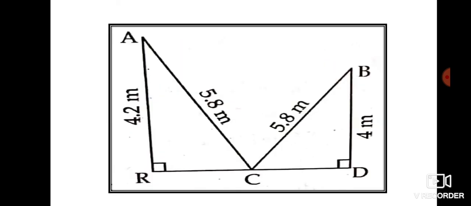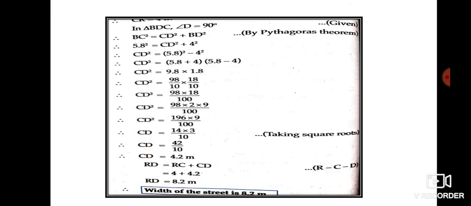Now we are going to find CD square. In triangle BDC, 5.8 square is equal to 4 square plus CD square. Same thing here: 5.8 square is equal to CD square plus 4 square. Take 4 square on the other side. Again we are going to use the concept A square minus B square is A plus B into A minus B. So 5.8 plus 4 is 9.8, and 5.8 minus 4 is 1.8.